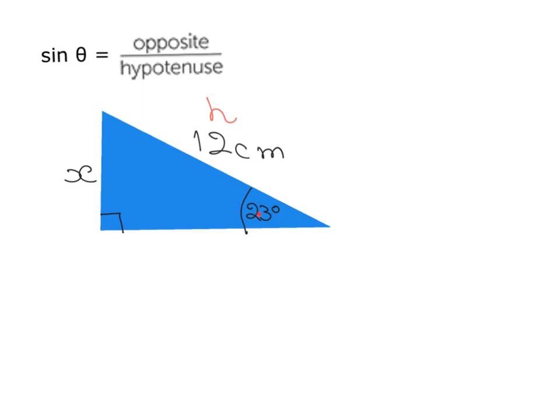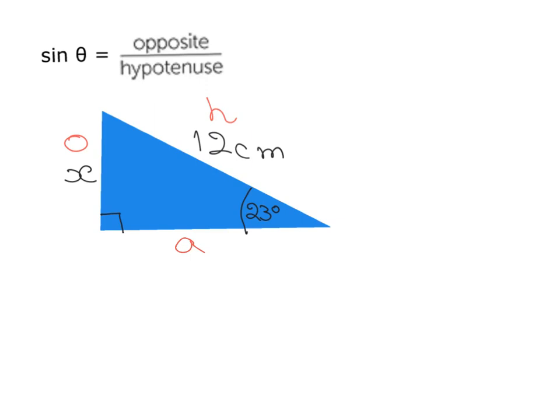The angle we are working with, straight across, that is your opposite. So we just write in O for that one. And the one that's left, that is your adjacent. There we go.